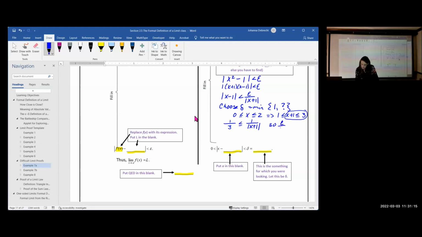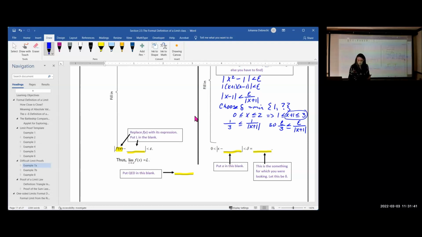So epsilon over 3 is less than or equal to epsilon over the absolute value of x plus 1. Remember that epsilon is determined to be a positive value. It's a distance from L on the y-axis, so it's strictly positive. So we're allowed to multiply both sides of the inequality by epsilon without changing the sense of the inequality.